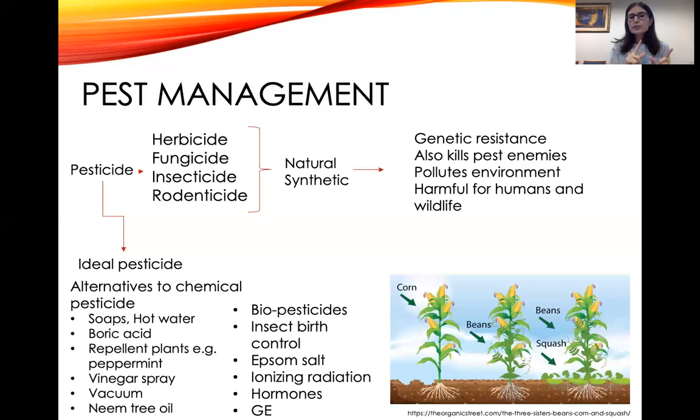Now, pest management, or these herbicides and insecticides, can be natural as well. For example, sometimes a particular plant exudes chemicals from its roots that can protect another plant standing next to it. So that's like a natural defense mechanism for the plant. On the other hand, we have created a lot of synthetic pesticides that are used to kill the pest.